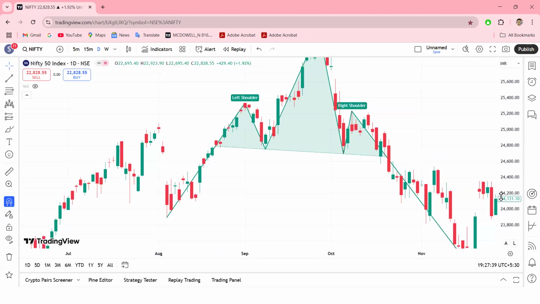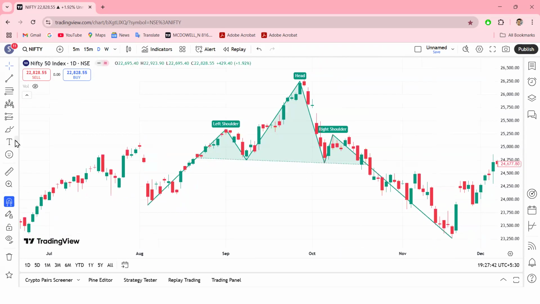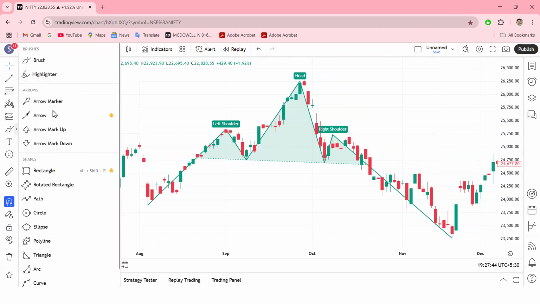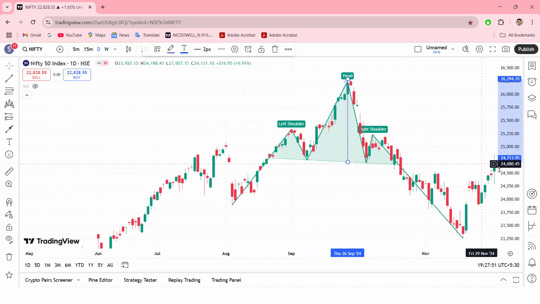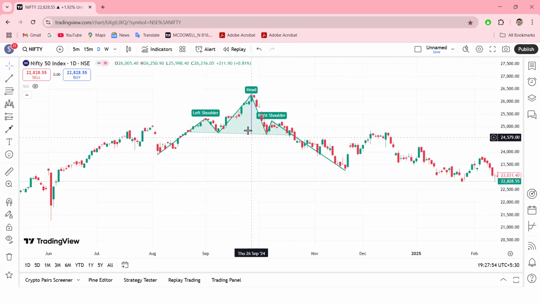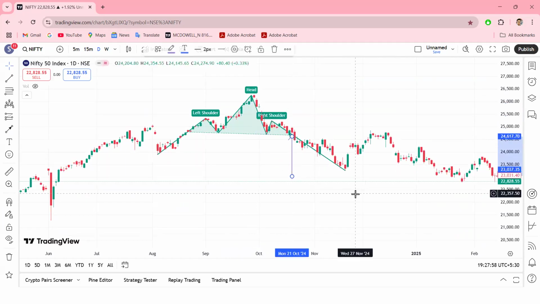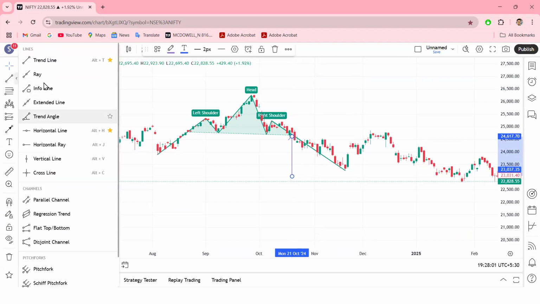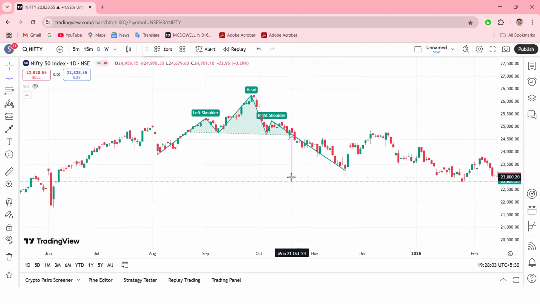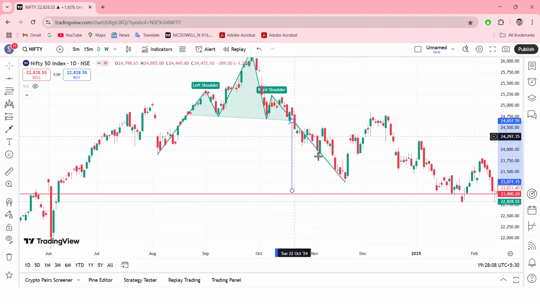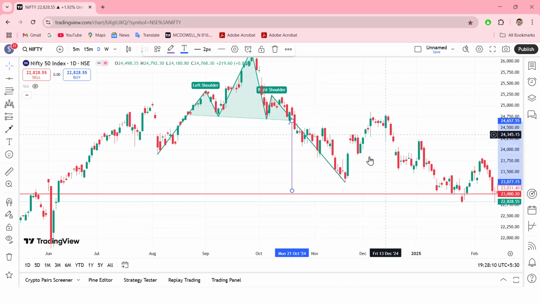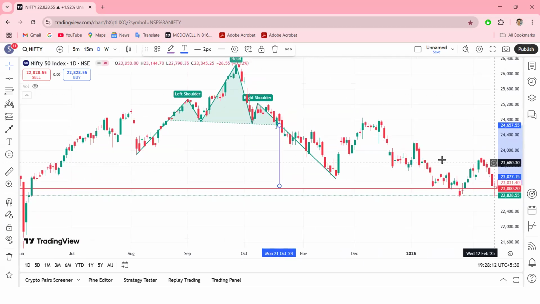After that, I told you your target will be the head height. So if I simply select an arrow and measure this height, this is your height. If I plot this height in the lower direction, by simply dragging and dropping at this point, you can see the market has reversed from this area. If you draw a horizontal line, you can see somewhere around this point the market has reversed, because this is a head and shoulder pattern.